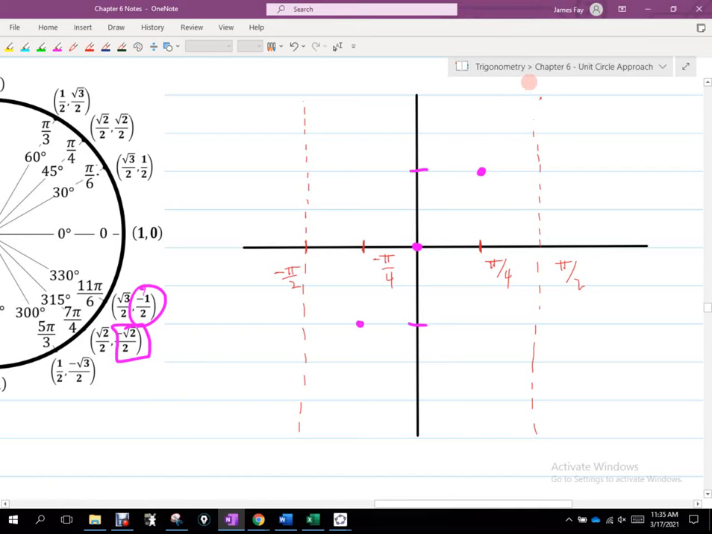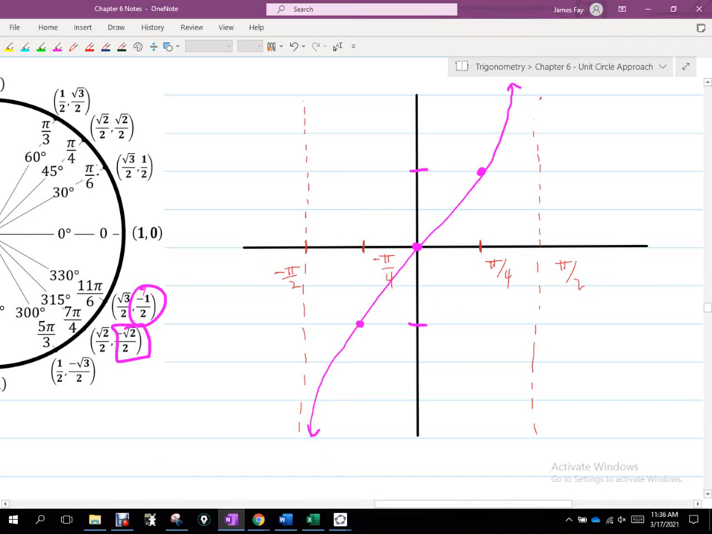Now, the tangent function is a smooth curve that has to follow these asymptotes. So when we graph it, that's terrible. Let's try that again. So it should look something like that.